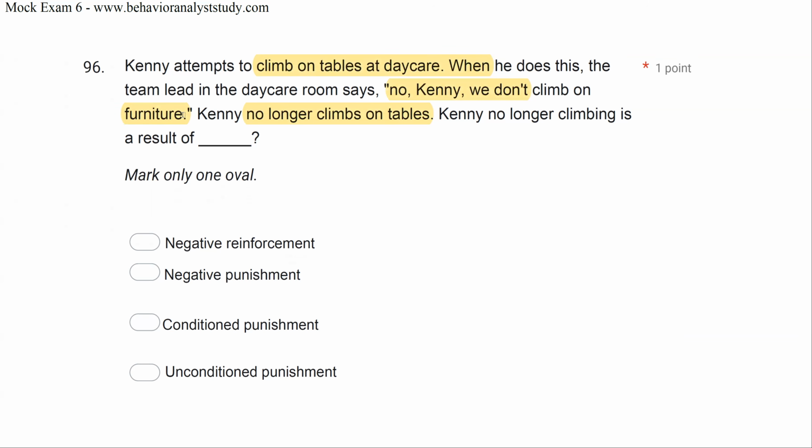Something positive is being added. So we're looking at positive punishment. Pretty straightforward, right? A reprimand is being added. It's decreasing Kenny's behavior. Now, that's our prediction. Let's see what we find.